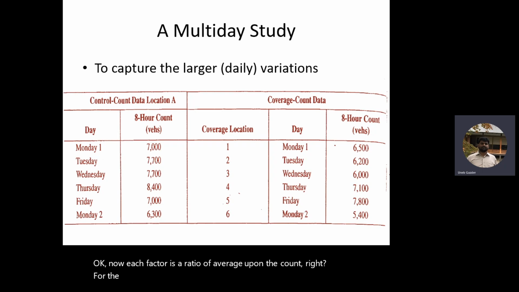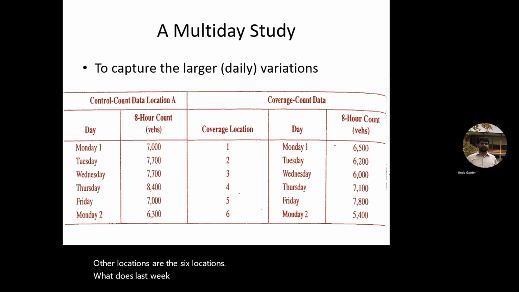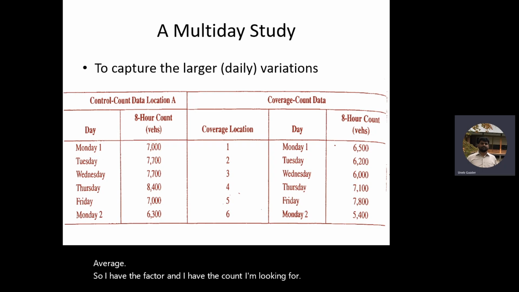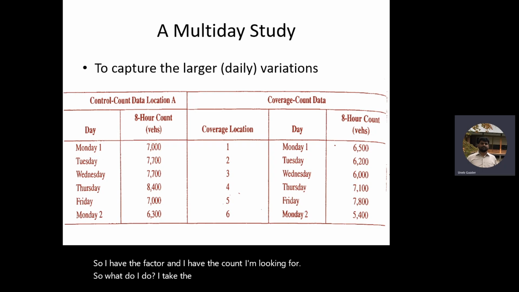For the other locations, what do I have? I have other locations, other 6 locations. For the other 6, the last 3 columns. What do I have? For the first location, I have the count of Monday. And I'm trying to calculate what? Average. So I have the factor and I have the count. I'm looking for average. So what do I do? I take the factor, multiply with the count, I get the average. Got it? Check the values.